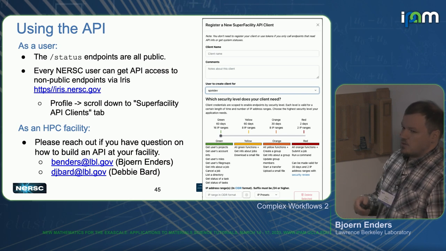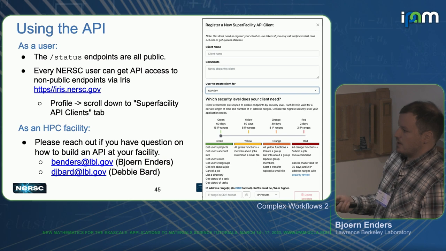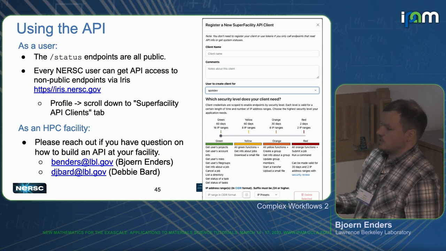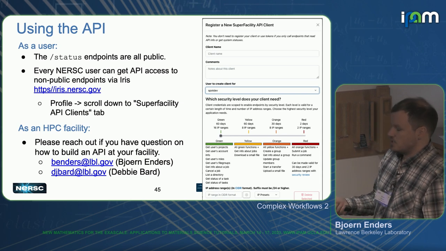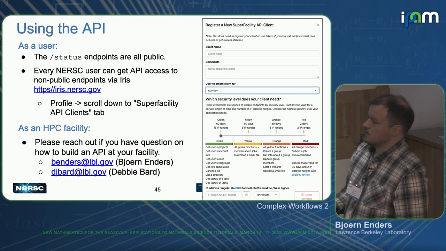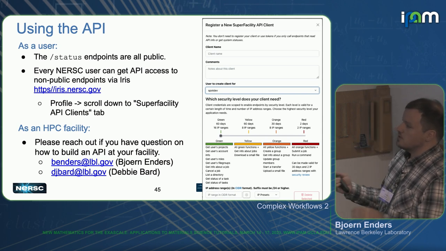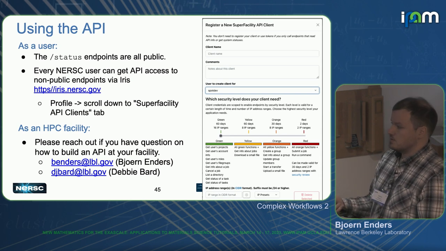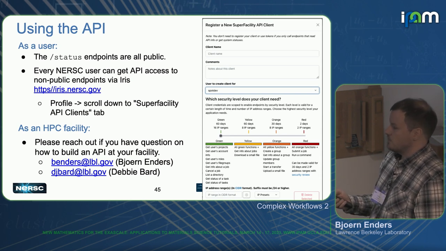So you can do that today if you want. If you go on Iris, you can try to make a client. But if you are actually interested in building the API on your end, please reach out. We'd like to collaborate, and so OCFS will reach out. We really want to see API adoption in many more facilities so that we can build cross-facility workflows more easily.